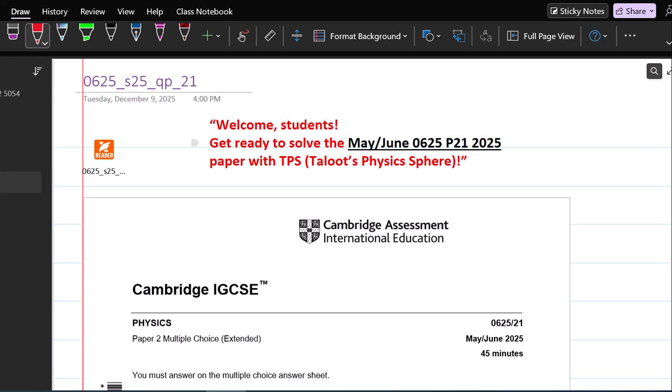This is IGCSE paper 1, which is basically the 0625 code for the IGCSE. This is the extended paper, a multiple choice paper, and this is variant 1 of the extended paper 2025 with TPS.